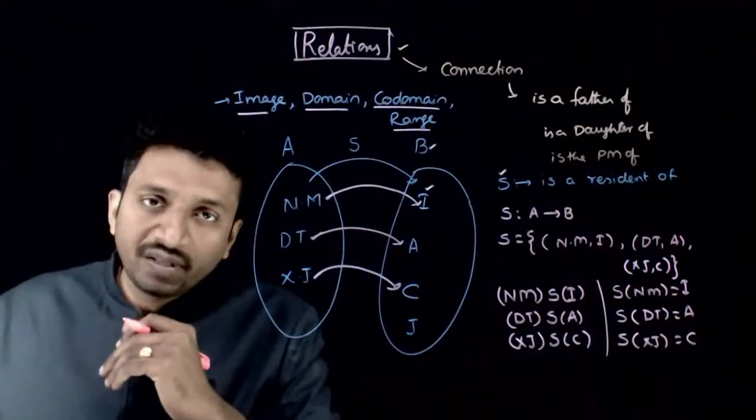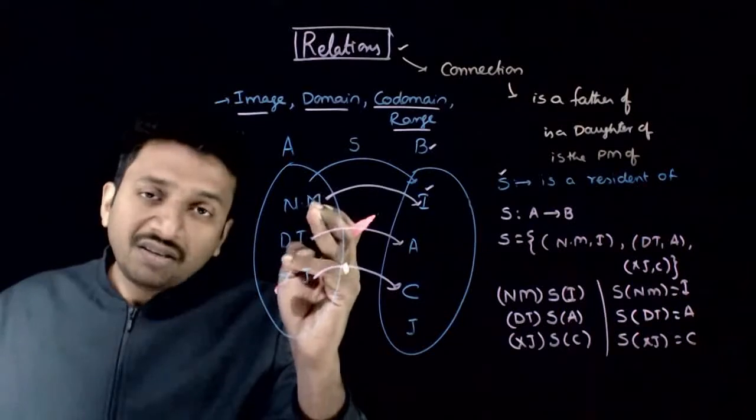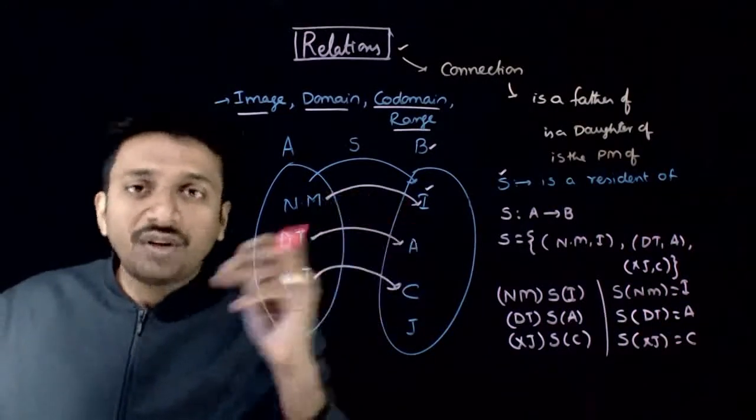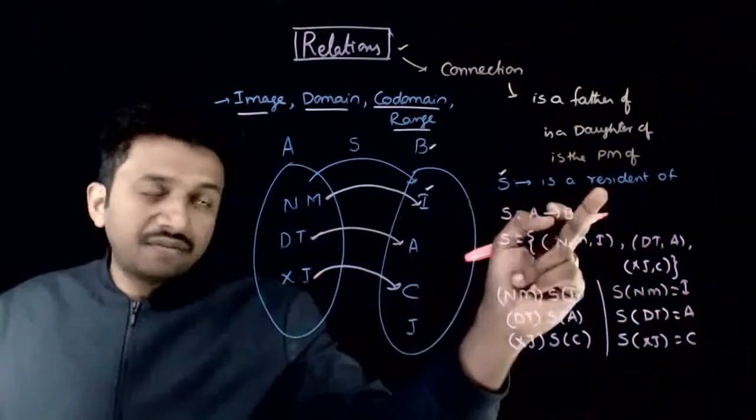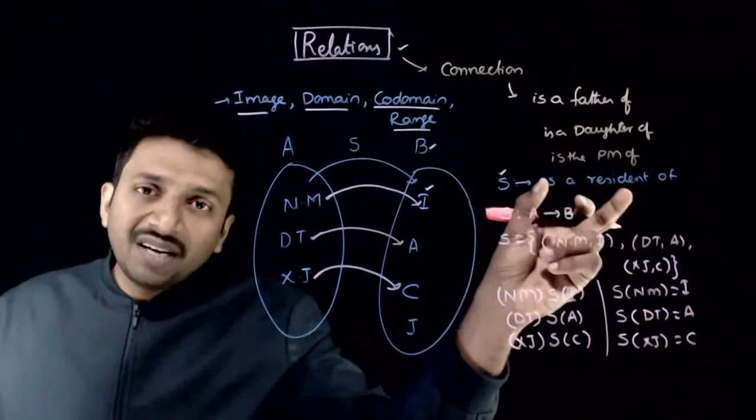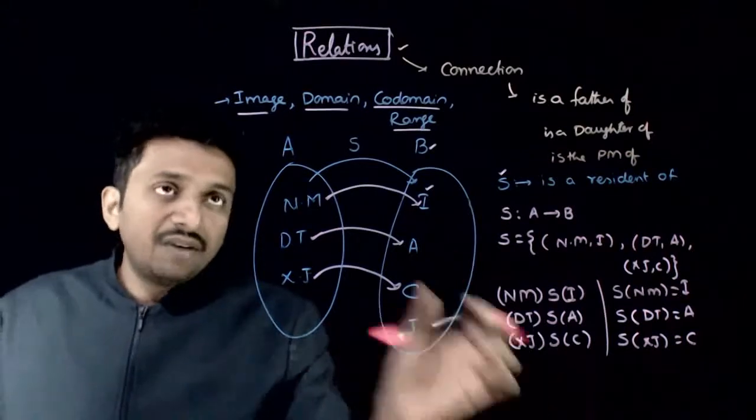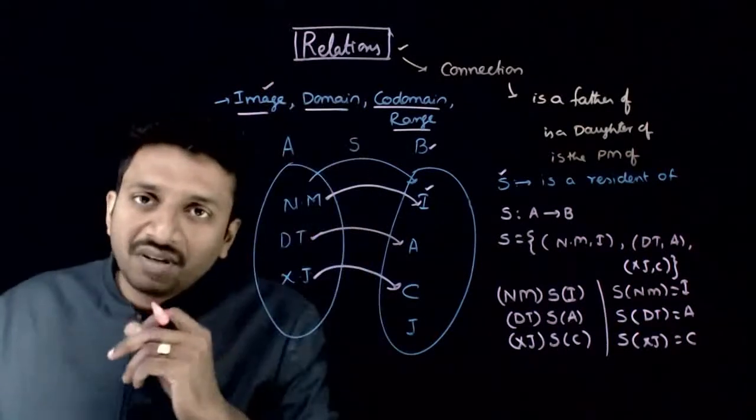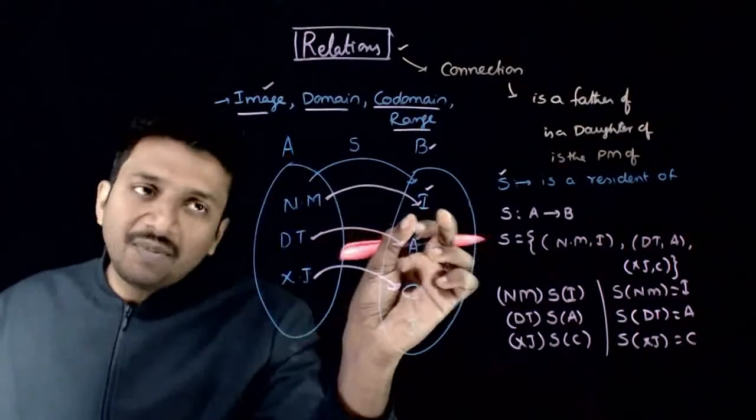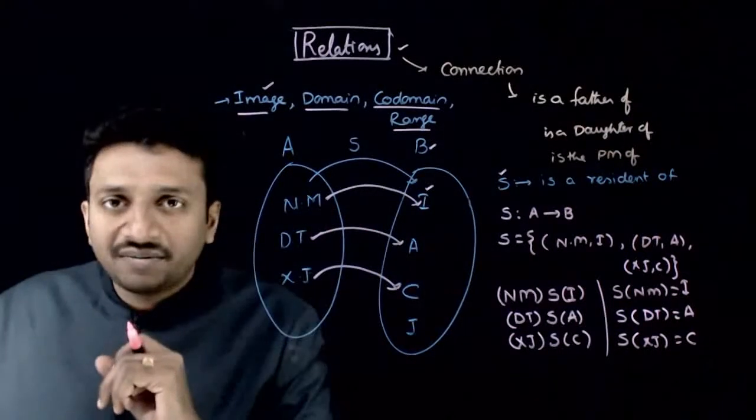So the second elements which are connected to the first elements are called images of the first elements. So in a relation, an element can have more than one image also. If you have a different definition of relation, you can have more than one arrow also. So now you have understood the concept of image. Image is nothing but the second element to which the first element is related.